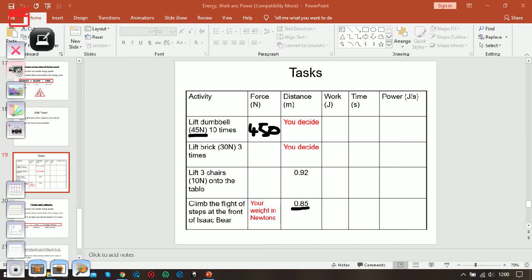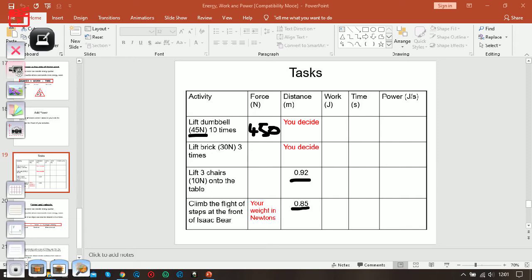So you get your numbers for force, in newtons, and then you need to know how far you're lifting each time. Well, again, we would have measured this in class, right? I'm telling you the table's 0.92 meters high. I don't know that.